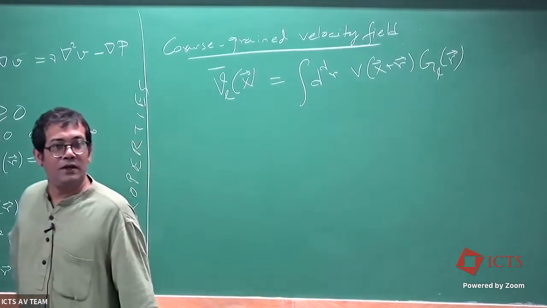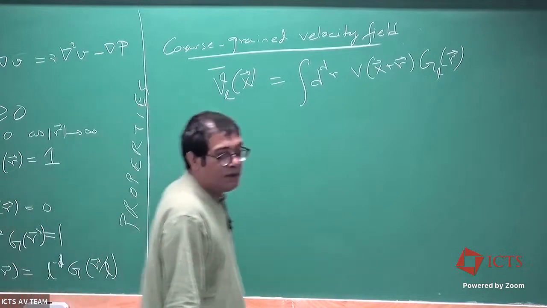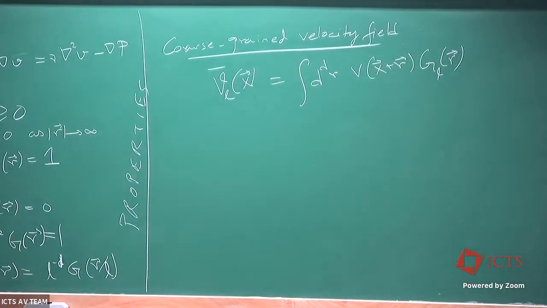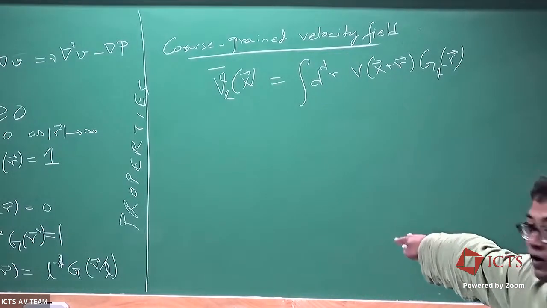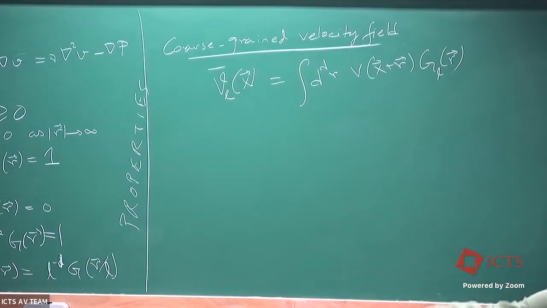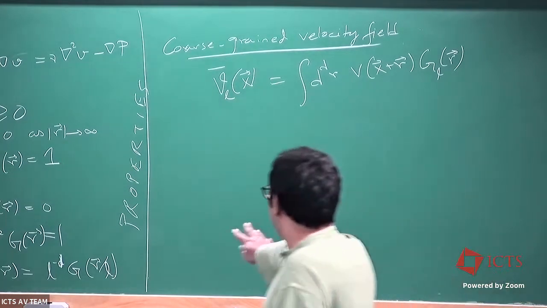I'm just not writing R by L every time. So physically, what does this mean? Physically, as we said, the velocity field is defined point-wise. So this is just recalling the construction. You saw all these formulae in the previous class. So I have this kernel, which we defined in the previous class.